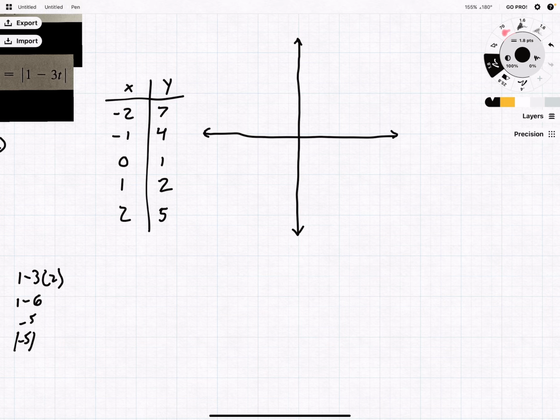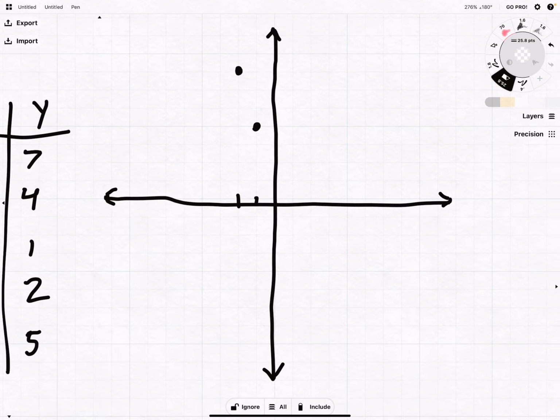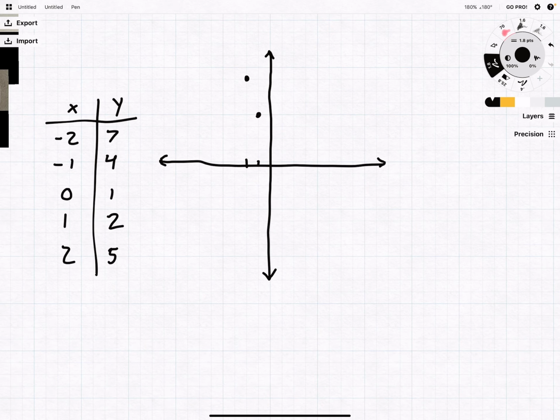So we have this function where -2 gets us 1, 2, 3, 4, 5, 6, 7. So -2, 7. -1, 4. Let me erase this tiny dot here, that way there's no, there we go. Okay. Then at 0, we have 1. At 1, we have 2. So then at 2, we go all the way up to 5.